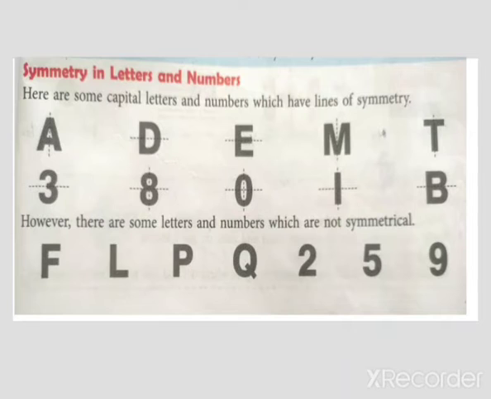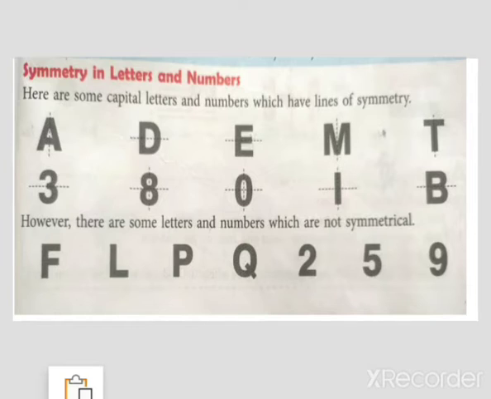Now lines of symmetry in letters and numbers. Here are some capital letters and numbers which have lines of symmetry like A, D, E, M, T, 3, 8, 0, 1, B. As you can see, in some of the alphabets or numbers there is a vertical line of symmetry, and in some there is a horizontal one, and in some of them there are both lines of symmetry, the vertical as well as the horizontal line, like 8, 0, or you can say O, I.